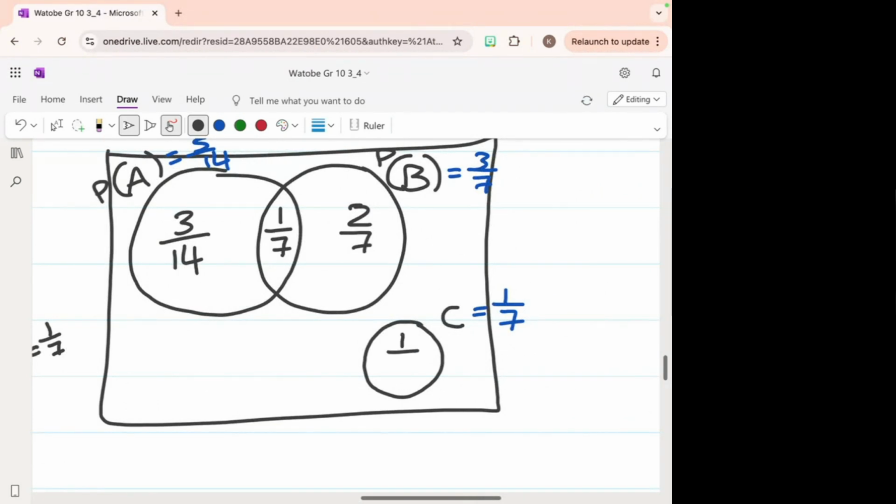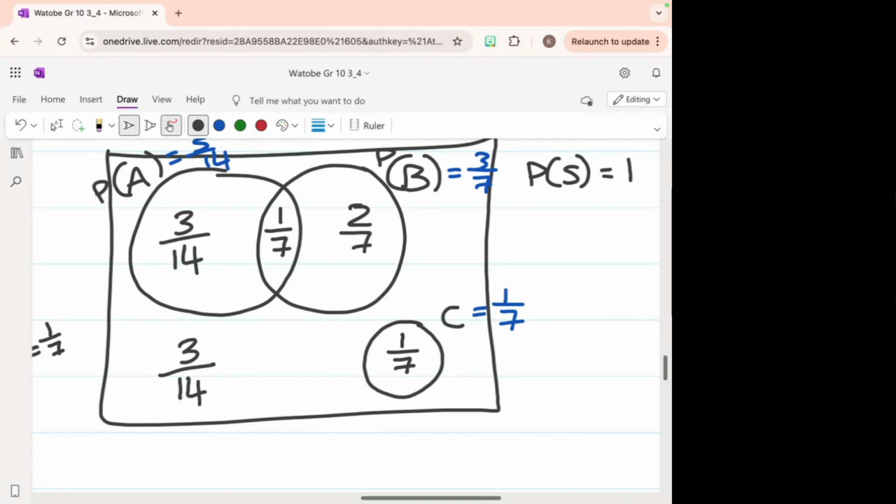1/7, so this is going to be 1/7. How many were left out of the block? There was that one sneaky one that was hiding. Left out of the block was 3/14. And the probability of having the whole sample is going to be 1.